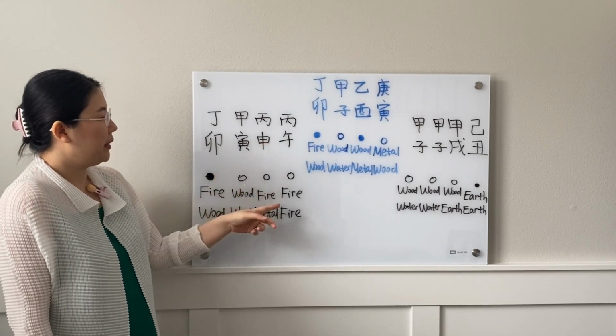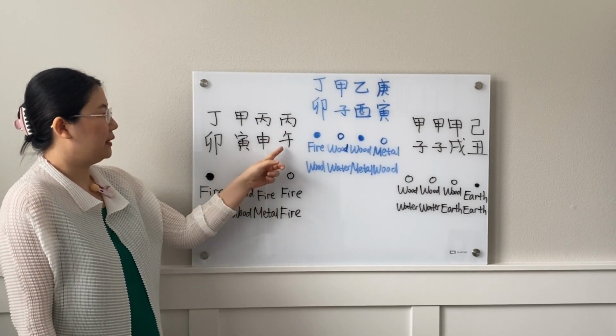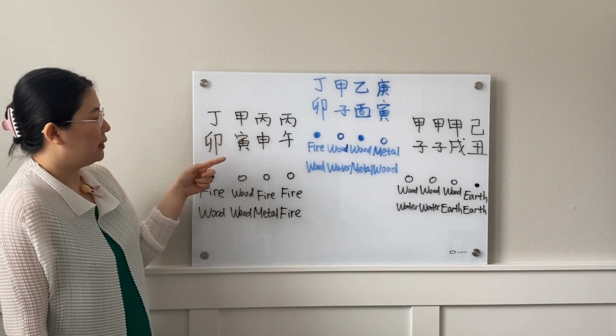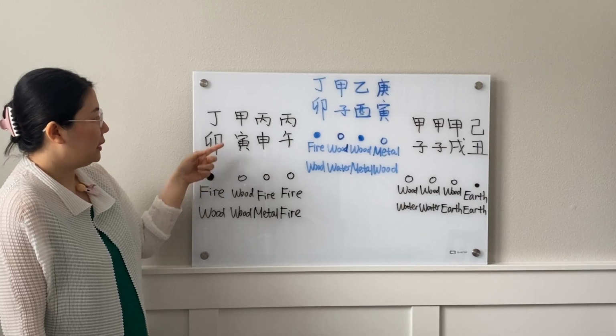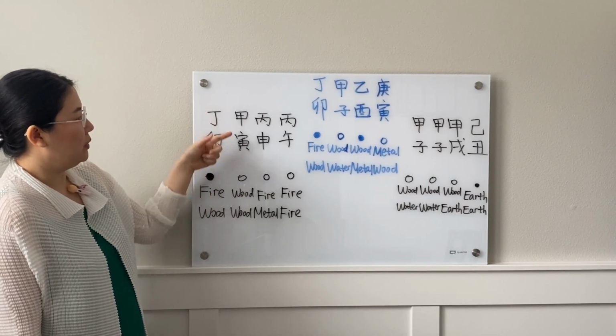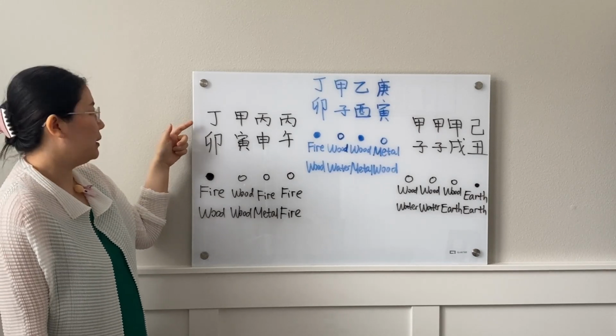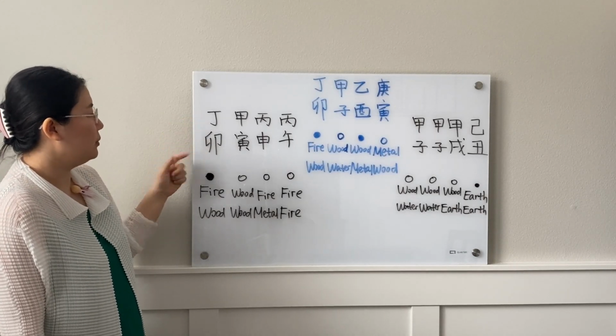So their yearly pillar is a yang fire and a yang fire. And the monthly pillar is a yang fire and yang metal. The daily pillar is a yang wood and yang wood. And the hourly pillar is a yin fire and a yin wood.